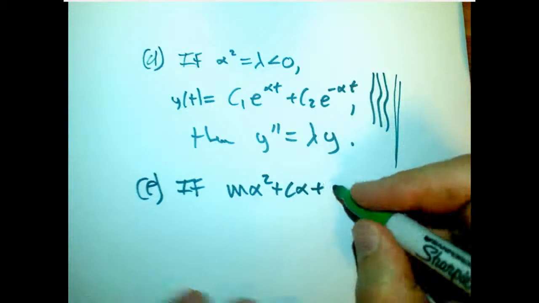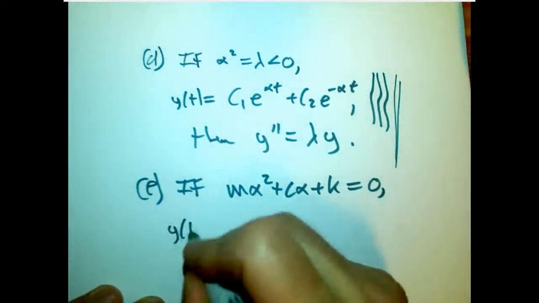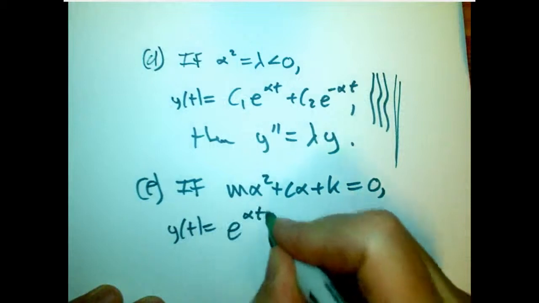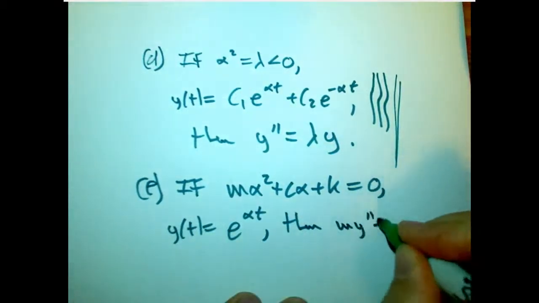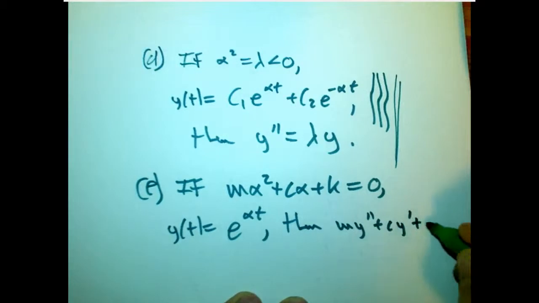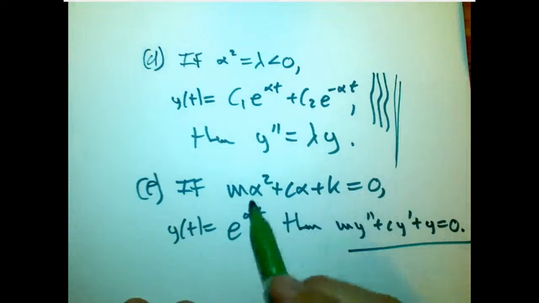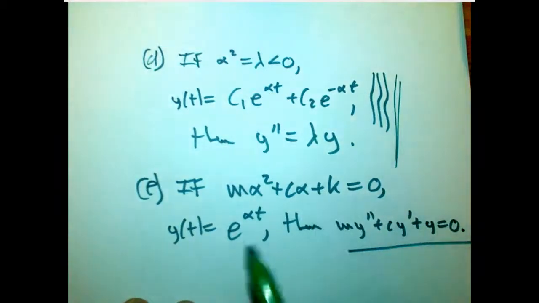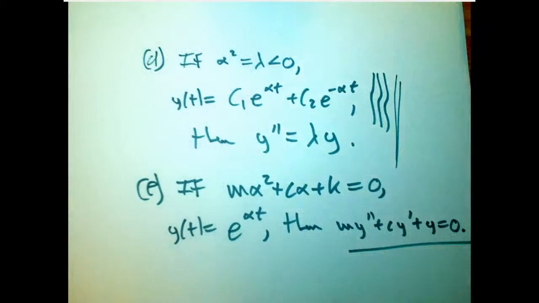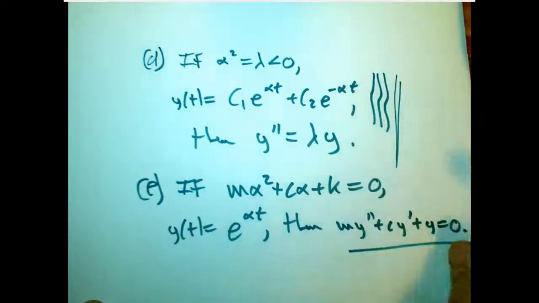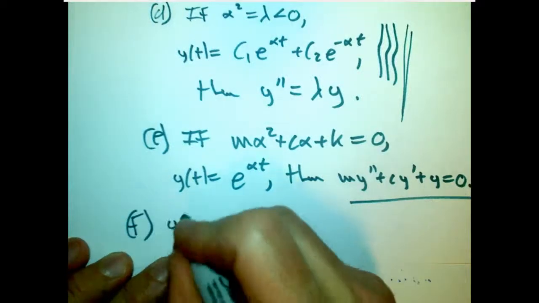The claim was, if we found a number that satisfied this algebraic equation, and y of t is defined to be e to the alpha t, then that y satisfies this differential equation. And of course, there are going to be two solutions here, and each of the alphas is going to produce one of these, so you're going to get two independent solutions. Okay, so let me see if I can squeeze that in here. So let's say alpha 1 and alpha 2, right?